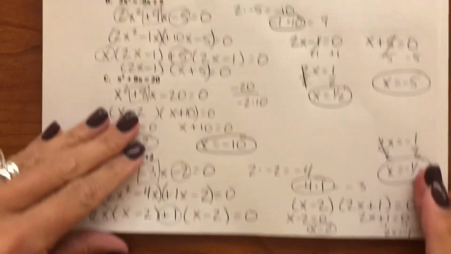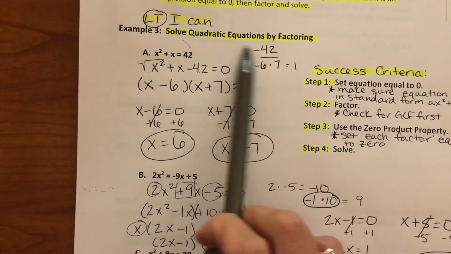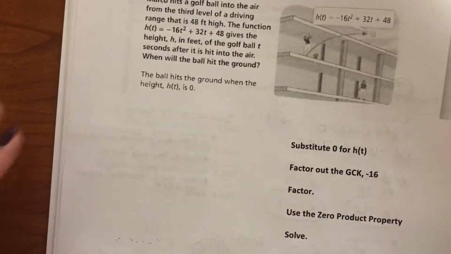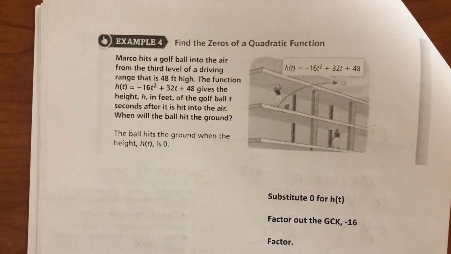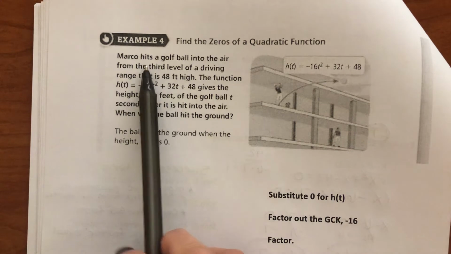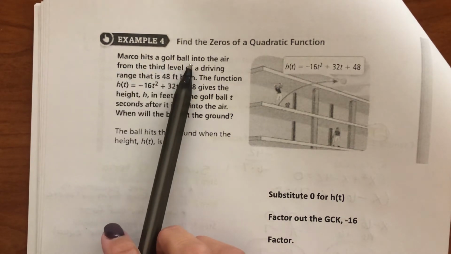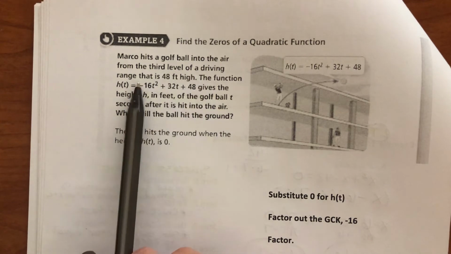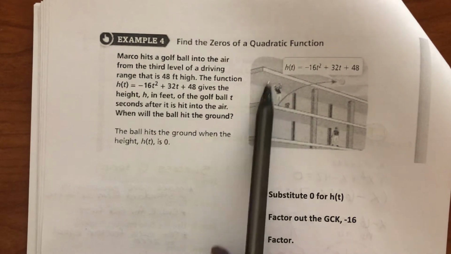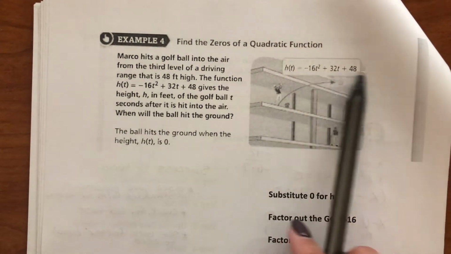All right, so that is solving a quadratic by factoring. Let's look at some applications. So we're going to turn the page here in our note packet, page 22. Now we're taking what we just learned and applying it to a real life situation. So a story problem. It says Marco hits a golf ball into the air from the 3rd level of a driving range that is 48 feet high. So here's Marco, 48 feet up in the air, and he's hitting his golf ball.